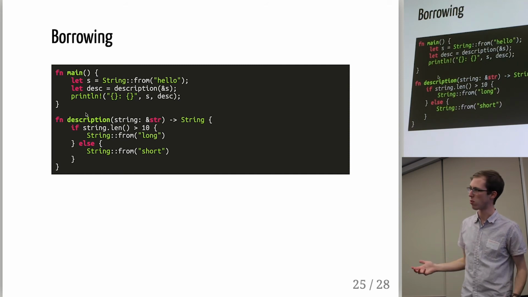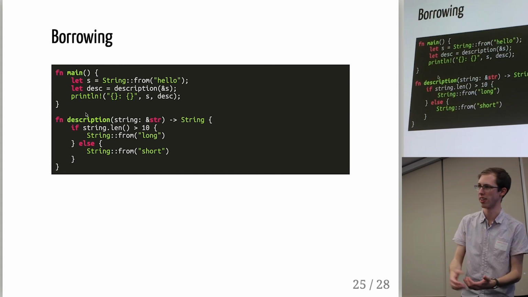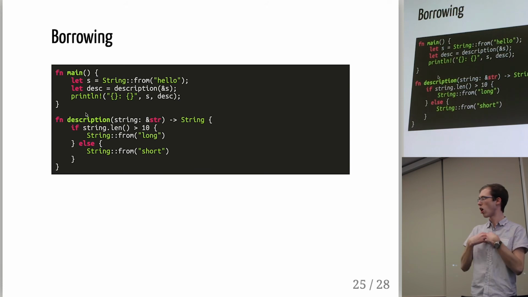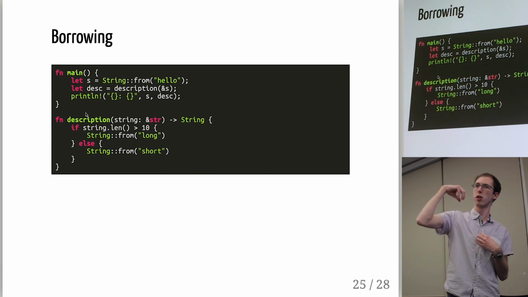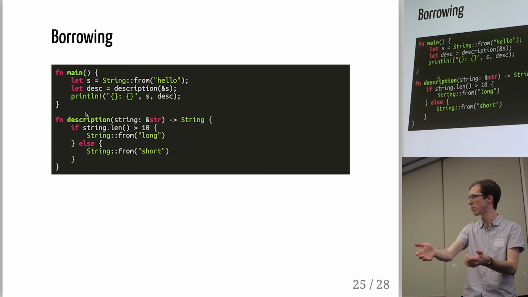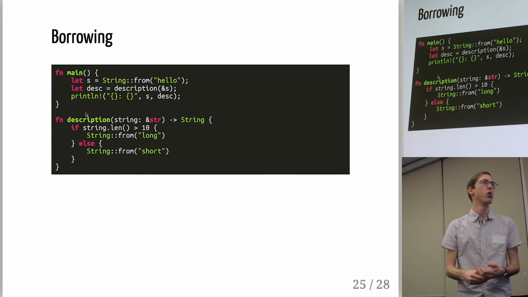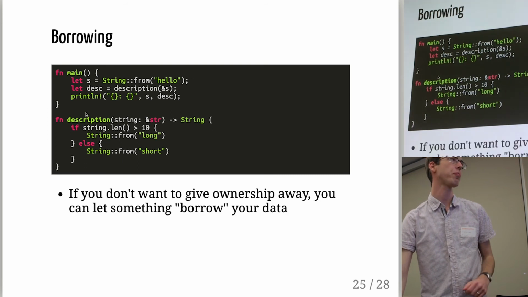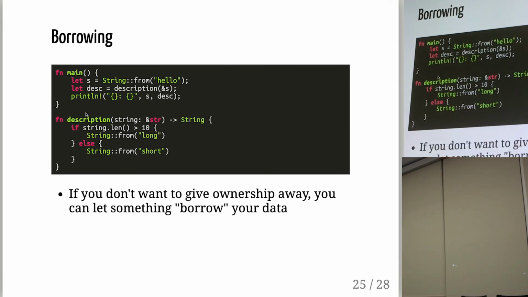So instead, what we do is we let people borrow our data. So we're not transferring ownership, we're not moving anything. We still own the data, but I'm going to let you borrow the data. I'll tell you where it lives, and you can go look at it. But in this situation, you can't change it because you have an immutable borrow. So that's what's happening in this screen right here.